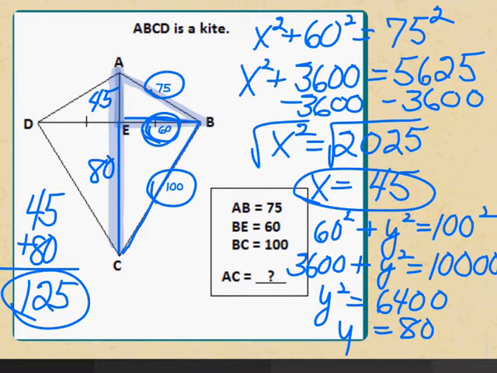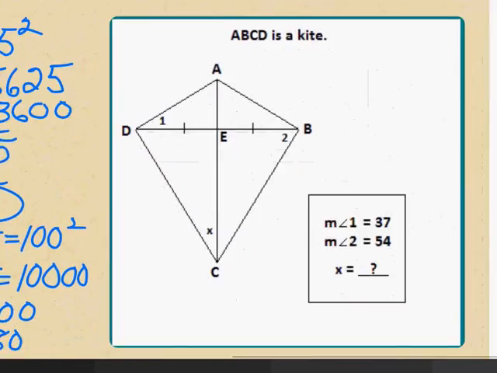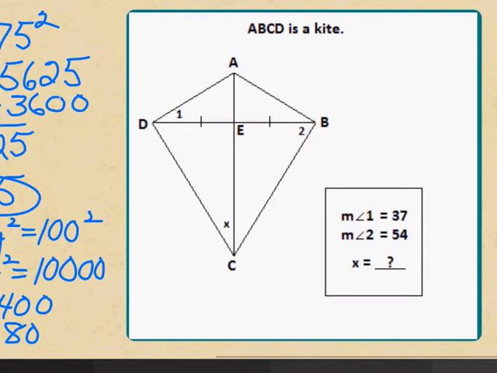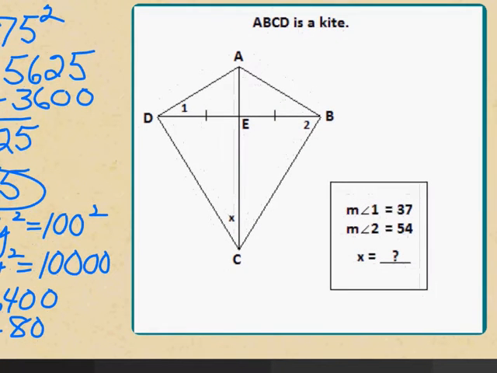And one more problem. Again, we have a kite, and now we have the angles being referred to. So therefore, if angle 1 is equal to 37, this angle above angle 2 also has to be 37 because those are corresponding parts of congruent triangles. The diagonals are perpendicular, so you have four right angles right here.